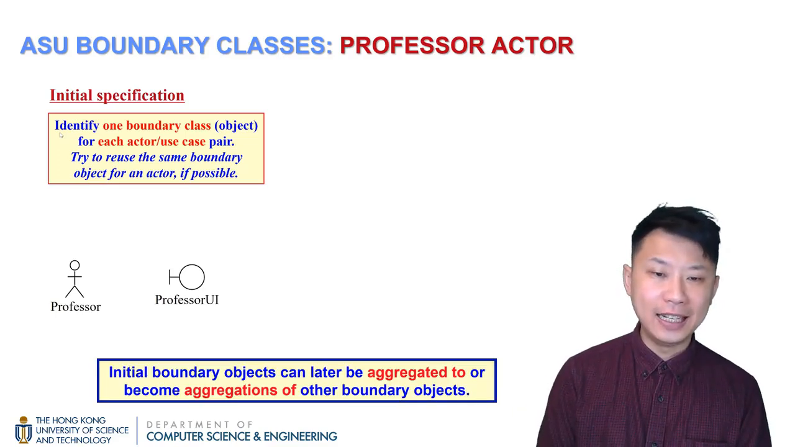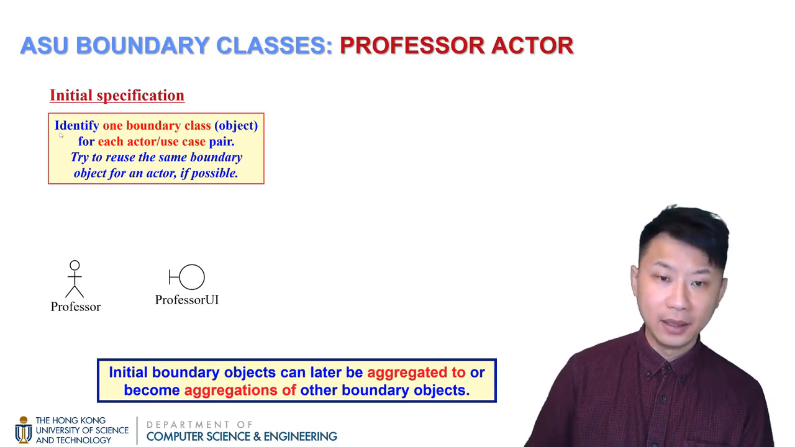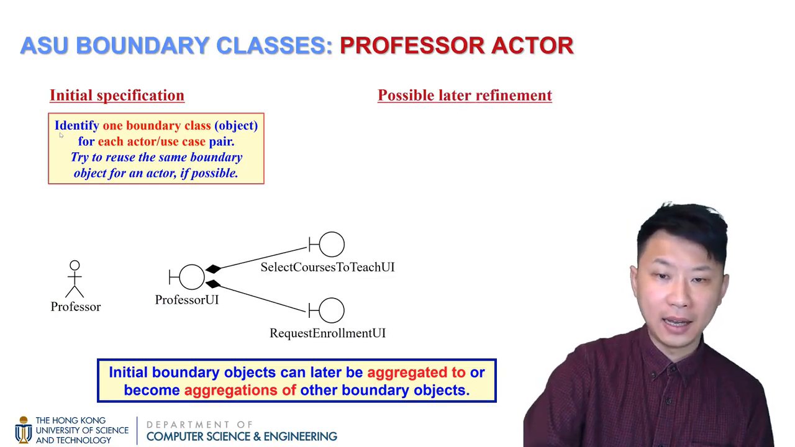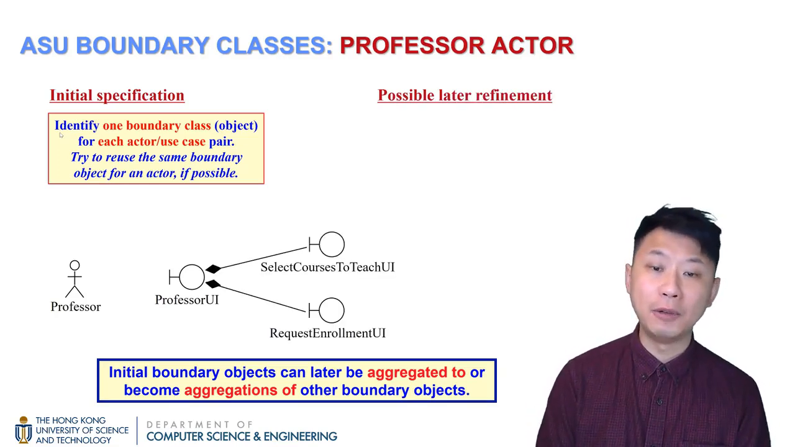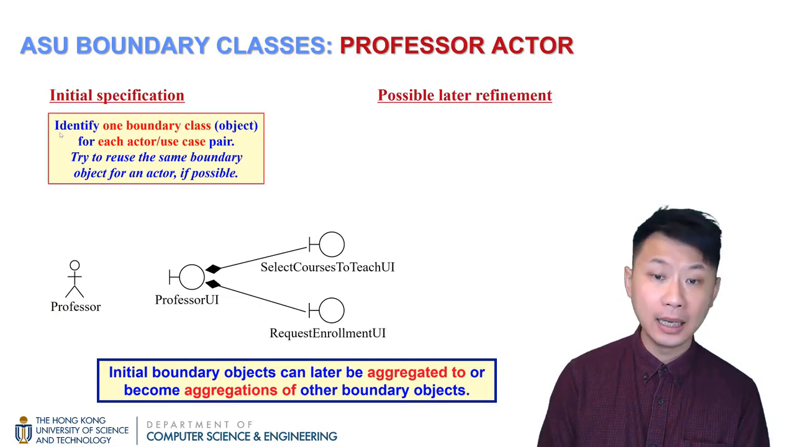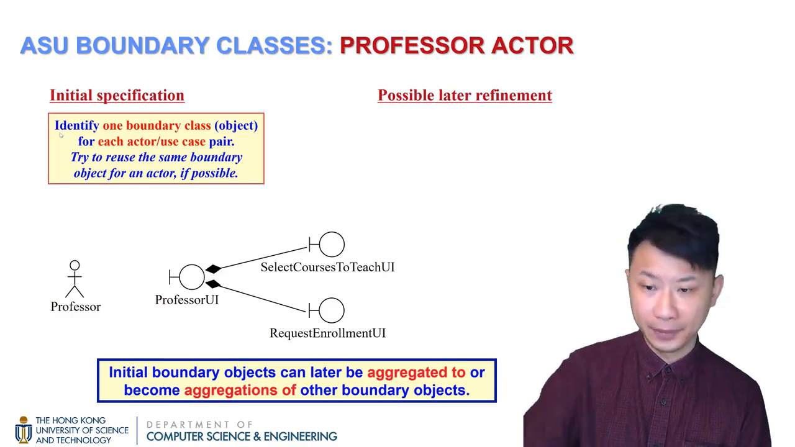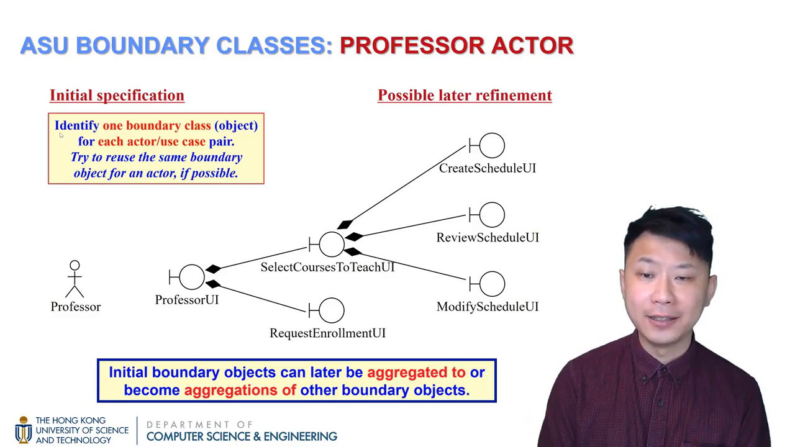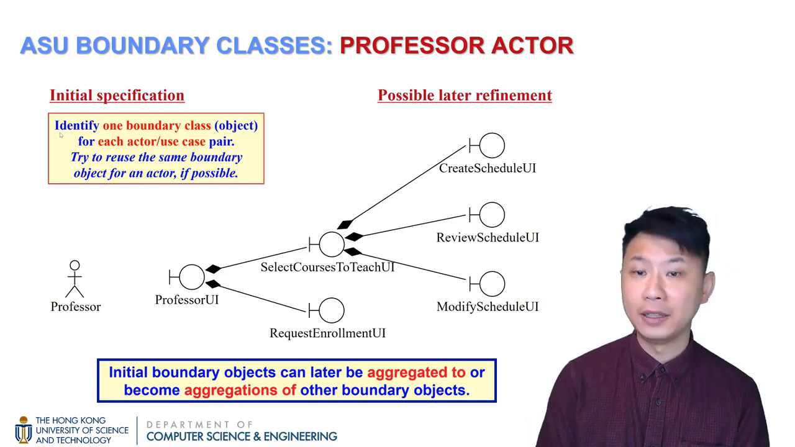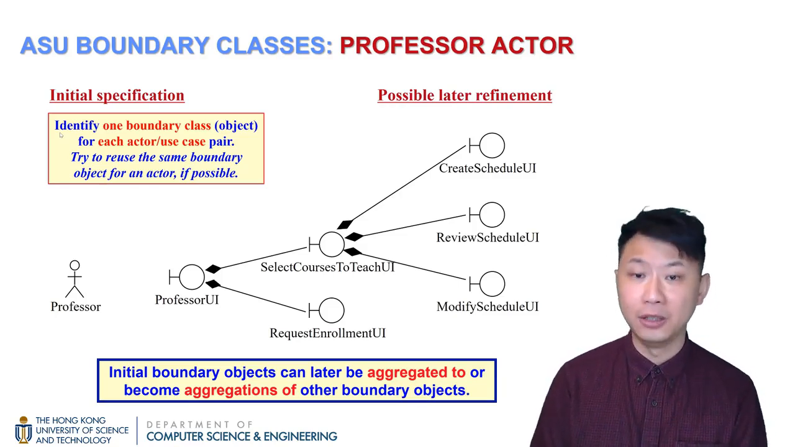And then notice that the initial boundary objects can later become aggregations of other boundary objects. For example, we may have another UI which is select courses to teach UI, which is part of the professor UI. And also request enrollment UI, which is also part of the professor UI. And then within select courses to teach, we may have some further UIs. For example, create schedule UI, review schedule UI, and modify schedule UI. They are part of the select courses to teach UI.